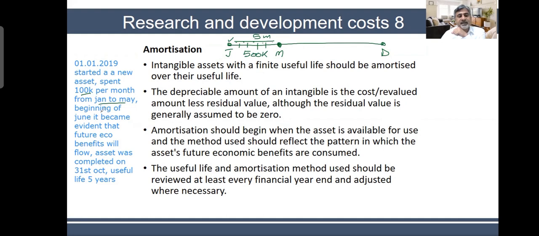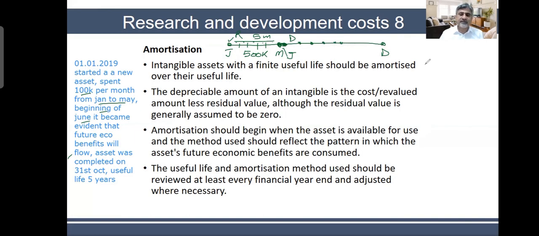Then it says that at the beginning of June, it became evident that future economic benefits will flow. So this is the time, beginning of June, when you understand that benefits will come. This is the time period when your development should start. This is your research phase. Now, this is your development phase. In the development phase, you will capitalize it as an asset. So you are again spending 100K every month.